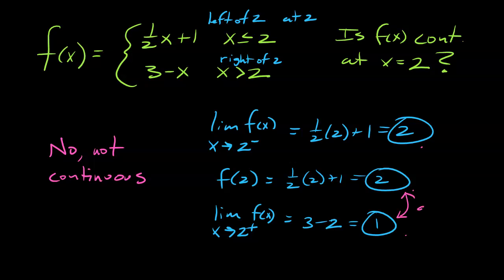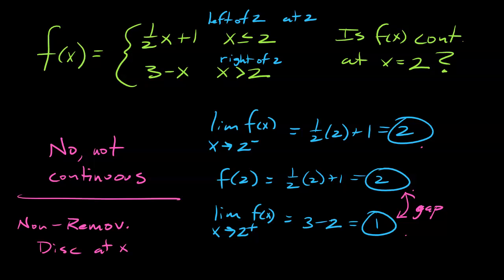Perfect. There's a gap or a space between these two. So this would be a non-removable discontinuity at x equals 2. Part of the annoying thing is they can ask just about any kind of question. The questions get varied a lot. You're given all the same information all the time, but the questions vary quite a bit.